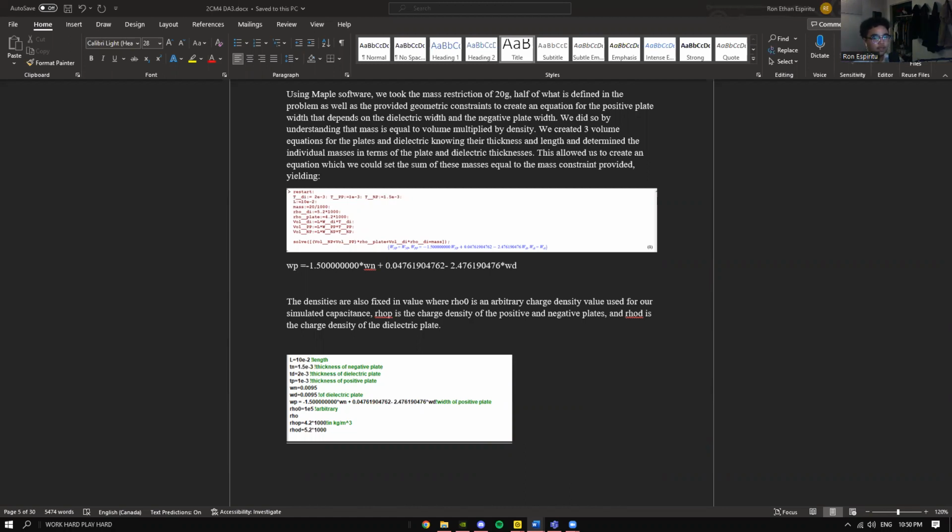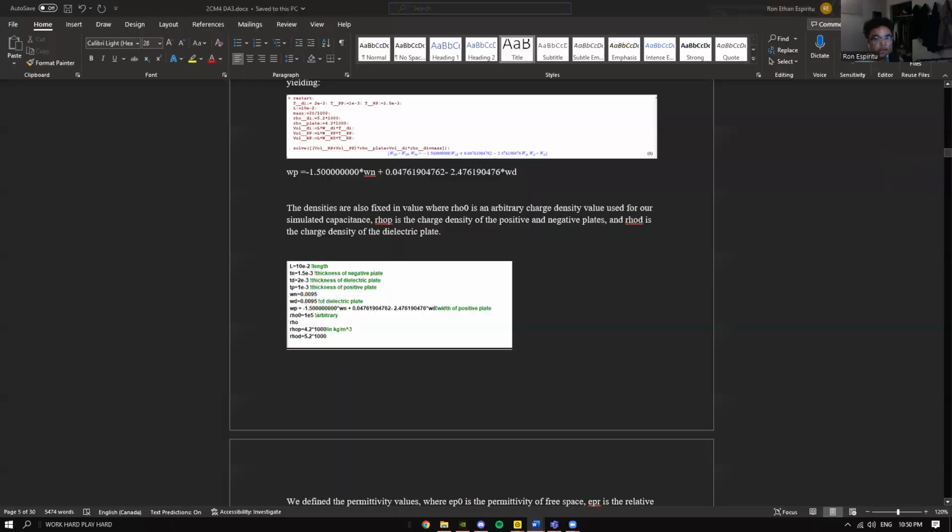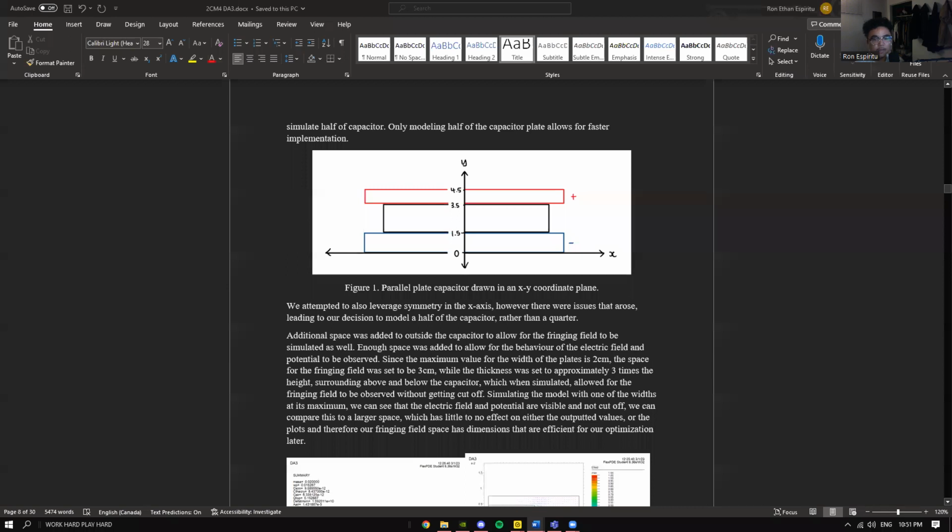One important relationship we leverage takes advantage of the densities and the width constraints. With this knowledge, we can rewrite the width of one plate in terms of the other two. Furthermore, we define rho naught, an arbitrary charge density of the plates. We set it to be arbitrarily high to simulate the activity of a conductor.